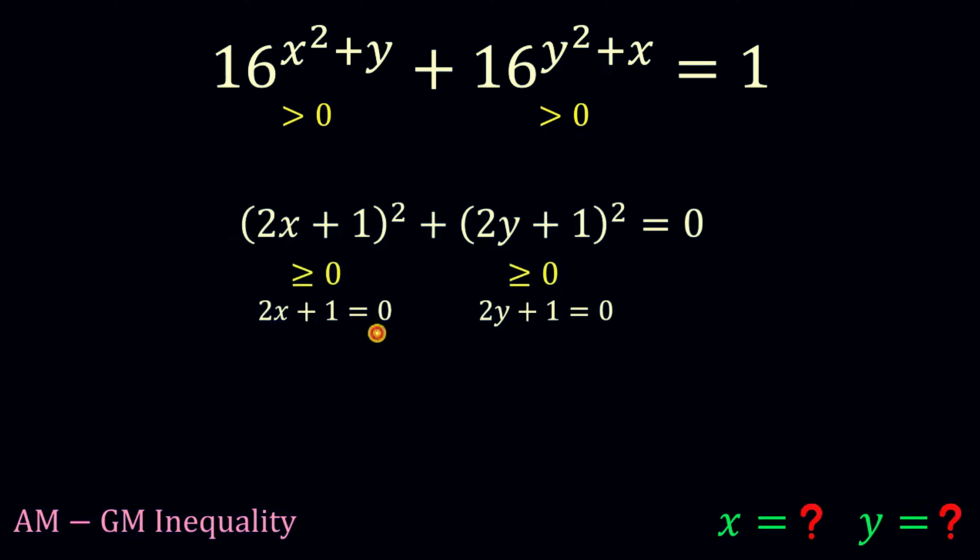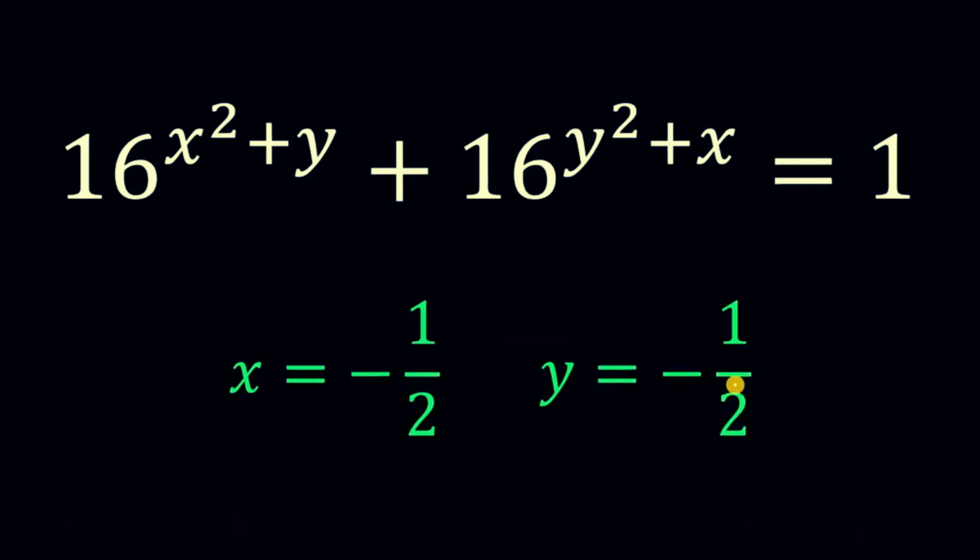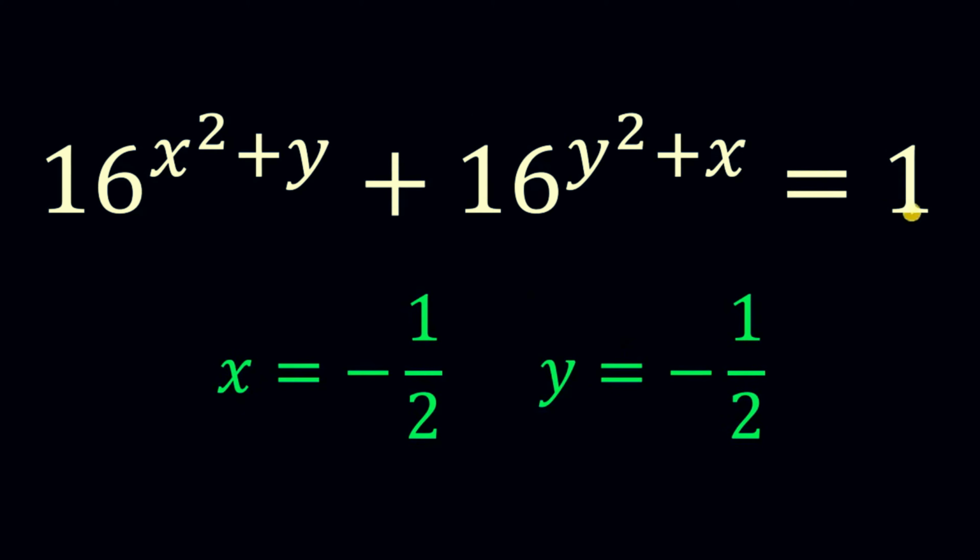Solving for x in this equation, subtract 1, then divide both sides by 2. We get x equals negative 1 over 2. Solving for y in this equation, subtract 1 on both sides, divide both sides by 2. We also get y equals negative 1 over 2. Therefore, the values of x and y in this equation, to make this equal to 1, are x equals negative 1/2, and y is also negative 1 over 2.